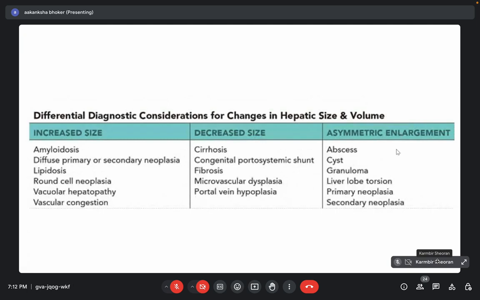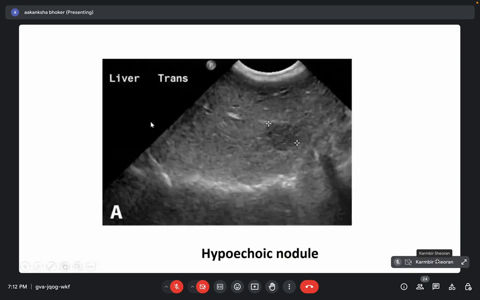Suppose if there is fibrosis, we talked about the size. If there is fibrosis, chronic fibrotic changes, the liver is cirrhotic, then obviously the size of the liver will reduce, it will go within the rib cage. And some other changes like hepatopathy or congestion can be associated with an increase in the liver size.